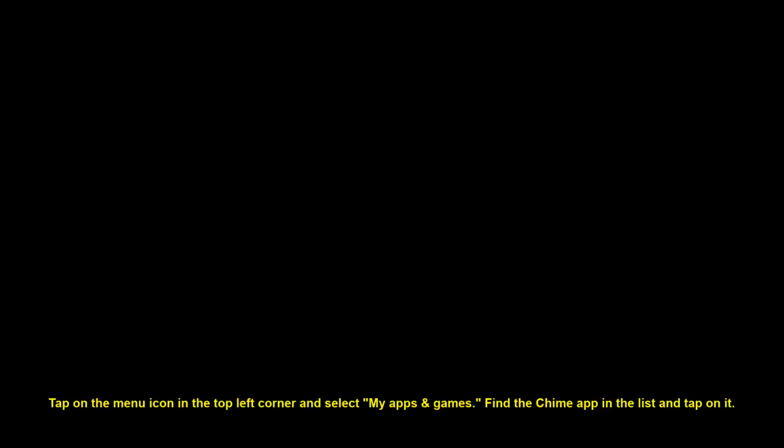For Android users, open the Google Play Store. Tap on the menu icon in the top left corner and select My Apps and Games. Find the Chime app in the list and tap on it. Tap on Uninstall to remove it from your device.